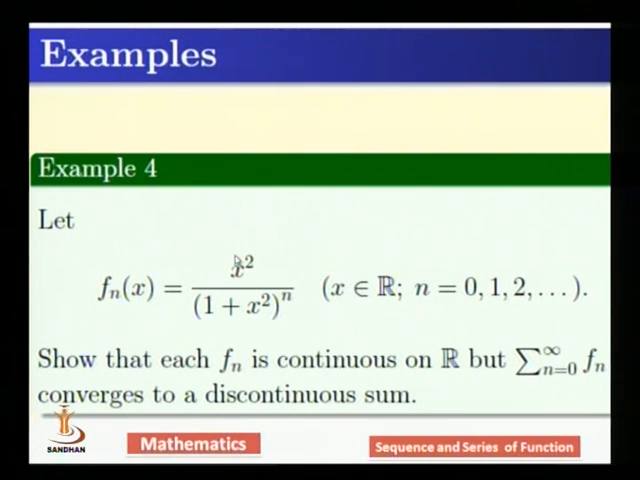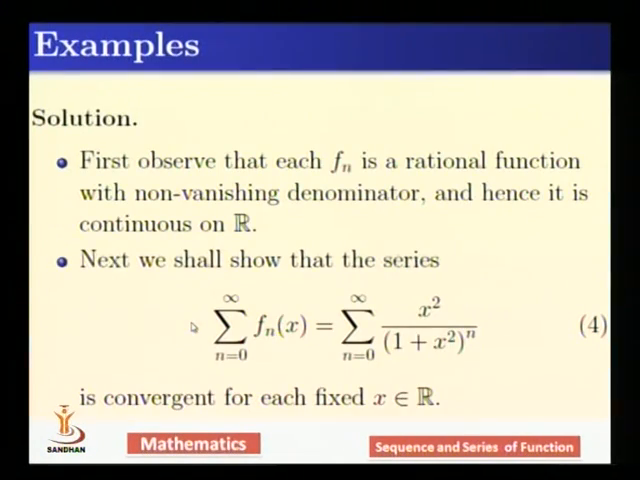And of course both the numerator and denominator are continuous functions, so each fn is continuous. It is very clear, because it is a rational function and the denominator is not 0, and therefore it is continuous. So continuity is not a big problem.